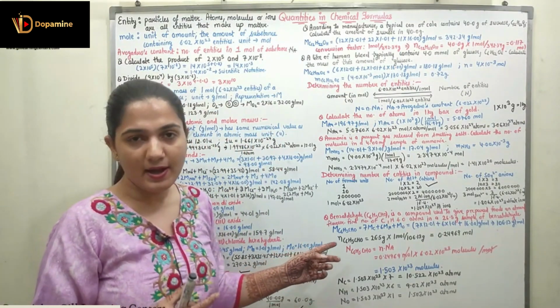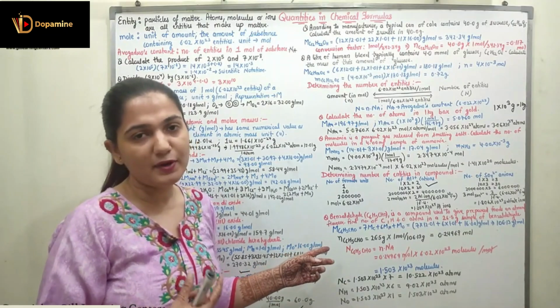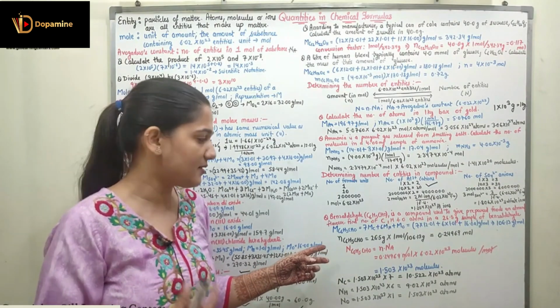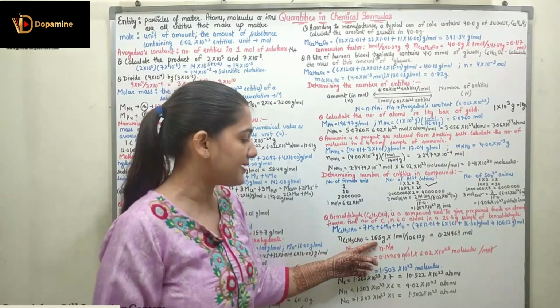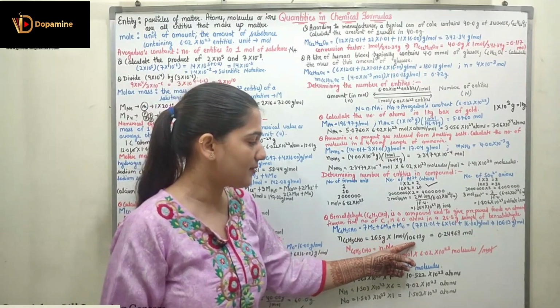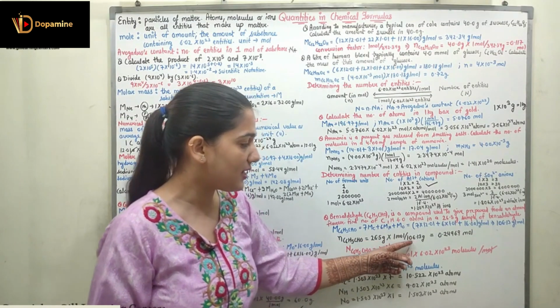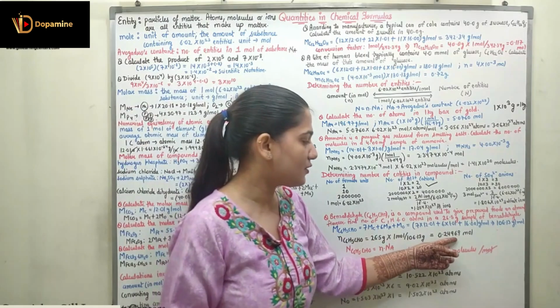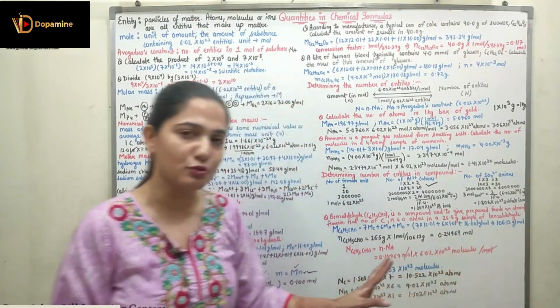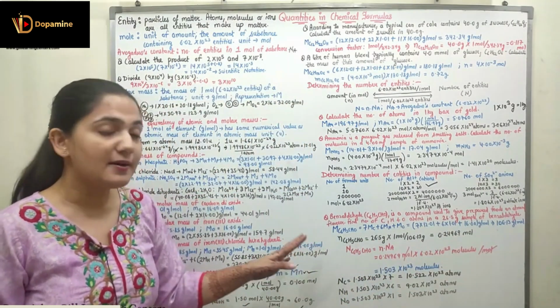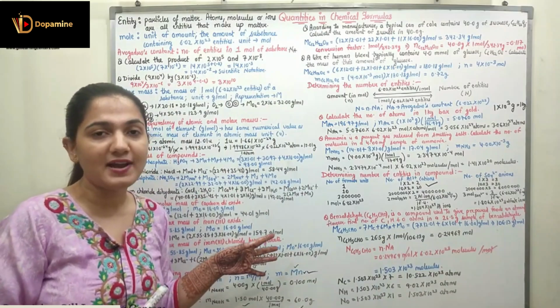Now from the molar mass and the given mass, I can find out the number of moles. Number of moles is given mass upon molar mass. Given mass is 26.5 gram divided by the molar mass, which is 106.13. You are going to get the number of moles as 0.24969 moles, right? So when you get the number of moles, you can find out the number of entities.